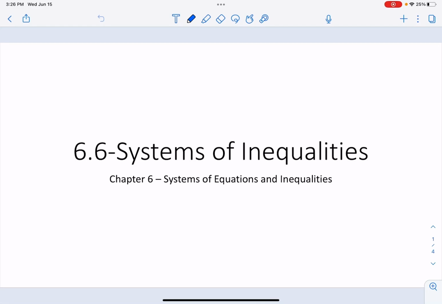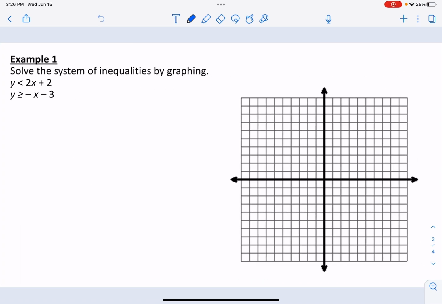Okay, today we're going to be solving systems of inequalities. It's very similar to when we graphed linear inequalities and we have to shade. You're just going to have to figure out where I'm shading. Your answer is going to be where you shade twice, okay? And I'll highlight that with our first example. Okay, solving the system by graphing.